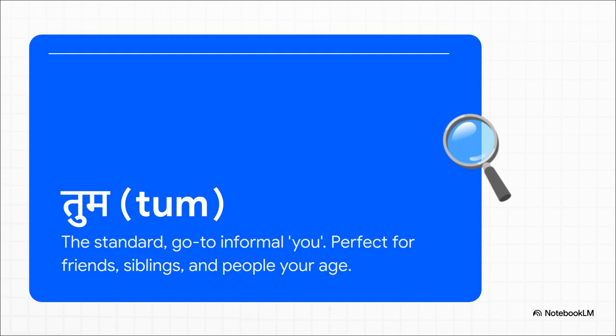Next, we've got tum. This is your go-to, standard, informal you. It's pretty much perfect for friends, siblings, cousins, and anyone who's around your age that you know well. It's friendly and familiar, but without being as intense as tu.